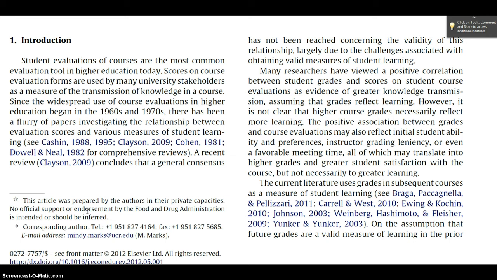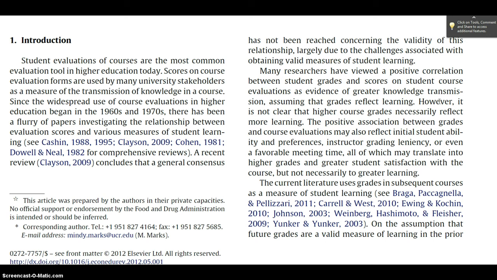So in this paragraph, the authors are telling you that previously several researchers said that there was a positive correlation or relationship between student grades and scores on student course evaluations, and that we could use that to tell us whether or not students were learning. And then the authors explain to you, using that "however" word, that contrast word, that it's actually not clear that higher course grades reflect student learning, that they reflect more learning, that there could be other factors that influence those kinds of numbers.